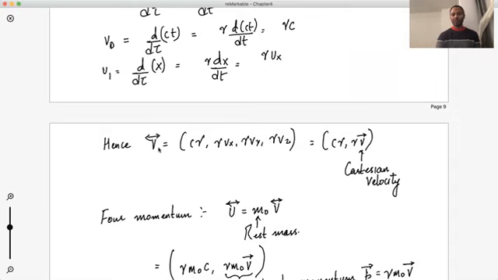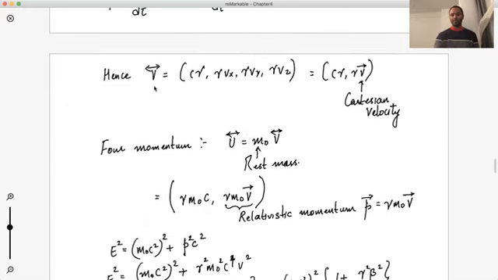And so the 4 velocity just becomes c times gamma, the time-like element. And the other elements are just gamma times the velocity of the particle you are measuring. So the Cartesian velocity you measure in your frame. Okay, so that's just for velocity.